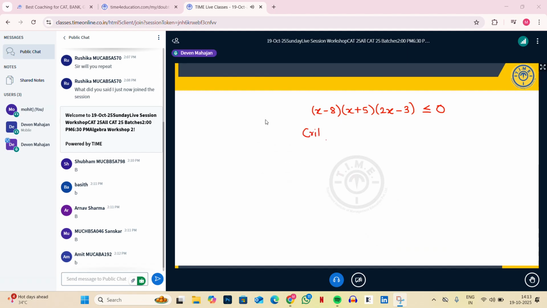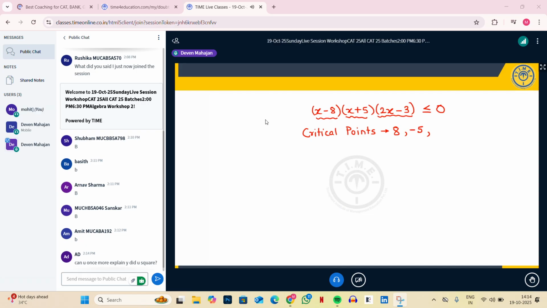So what you do is first identify the critical points. Critical points are basically the values of x at which this term becomes equal to 0. If I want this expression to be equal to 0, what values of x should I take? Those are called critical points. So here the critical points are 8. For this term to be equal to 0, x needs to be 8. For the second term to be equal to 0, x needs to be minus 5. And for this third term to be equal to 0, x needs to be 3 by 2.